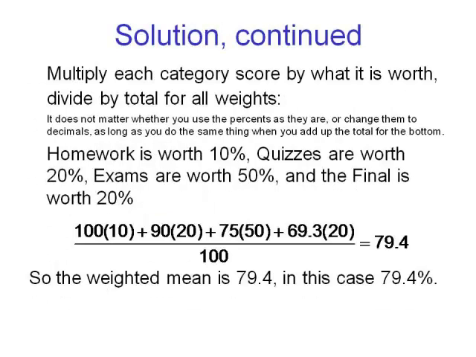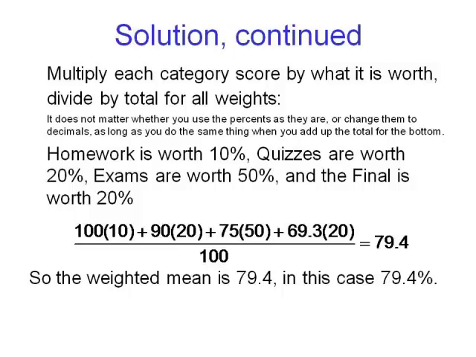Now that you have all the category averages, you need to weight those and put them together for the final average score. So the homework average was 100%. We're going to multiply that times 10% because that's what homework was worth. And then the quizzes are worth 20%. There was a 90% quiz average, so I'm going to multiply that times 20%. Exams were worth 50%. There was a 75% exam average times 50% because it's worth 50%, and then the final was worth 20%, so 69.3 on the final times 20%.